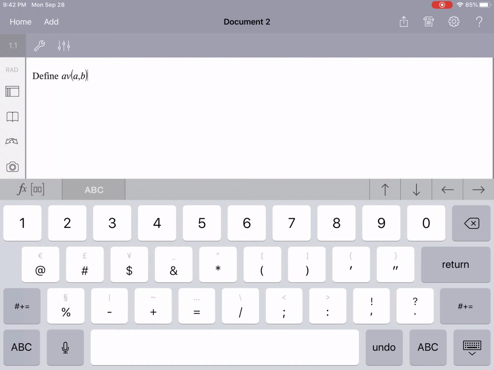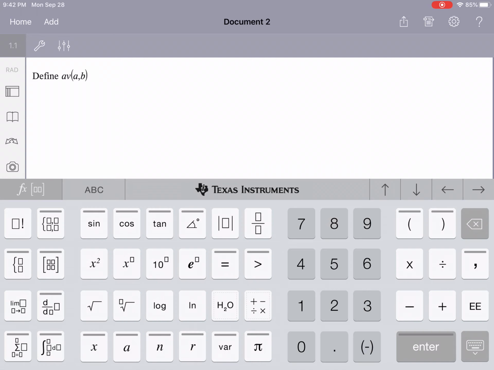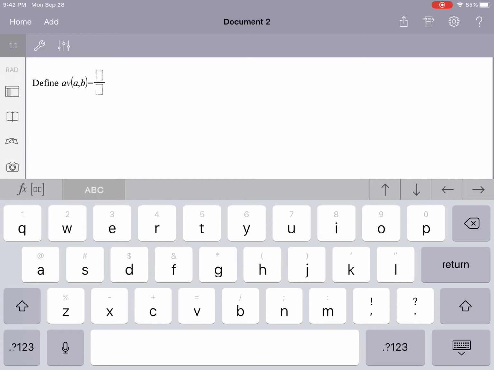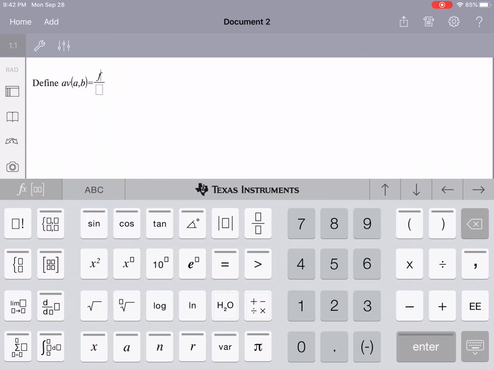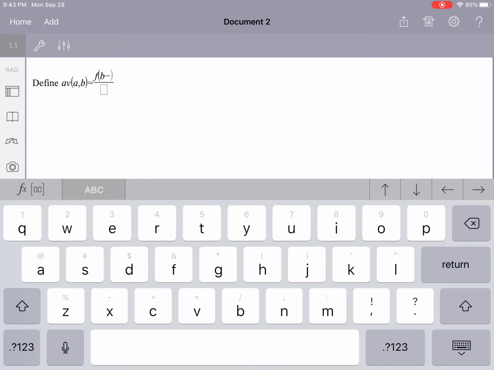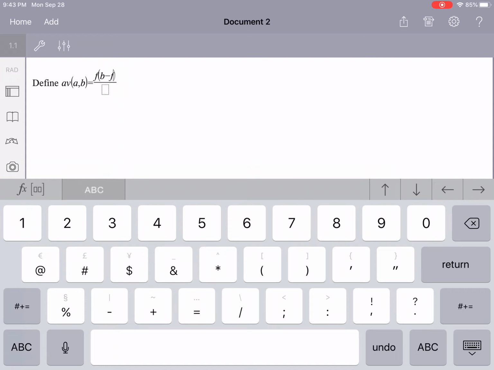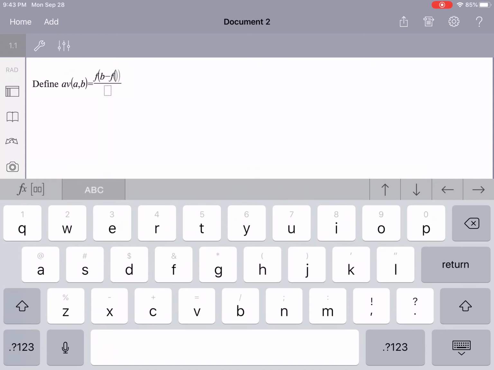So the average velocity defined from A to B is going to be equal to, and here we go. Now I'm going to reference a function I haven't defined yet, which is kind of a bad idea, but I think we'll be okay as long as we define it before we actually try to use this function. So I'm going to define this just like the formula we wrote down a second ago, and get f of b, that's how you do that, minus f of, I forgot to close my parenthesis there.